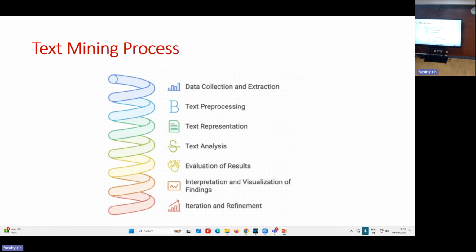So in the process of text mining, as you know, whatever application you are building or for whatever purpose you are building your model, the very first requirement is that you need the data. So first you have to collect the data so that we can process it, or on the basis of that data we can build our model.